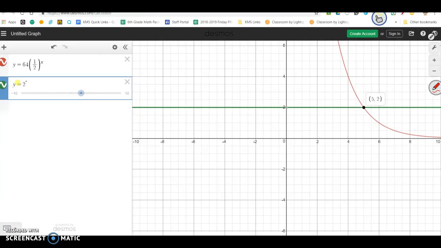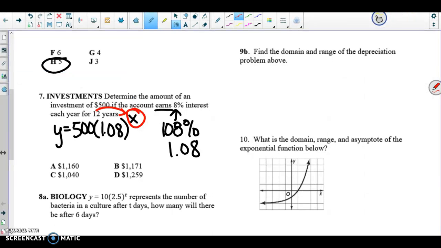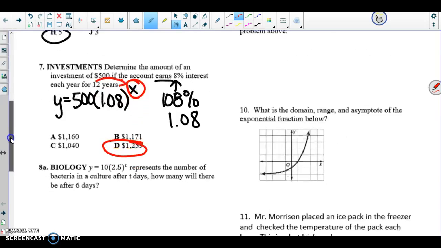Okay, so take a look at that. Okay, I plug it in. I don't even see anything on there, so I could adjust, or I can just do it specifically with the 12, and we can see that the answer is going to be about 1,259. So when we jump back there, $1,259 is an option. Okay, but writing the equation is going to be one of the main things.